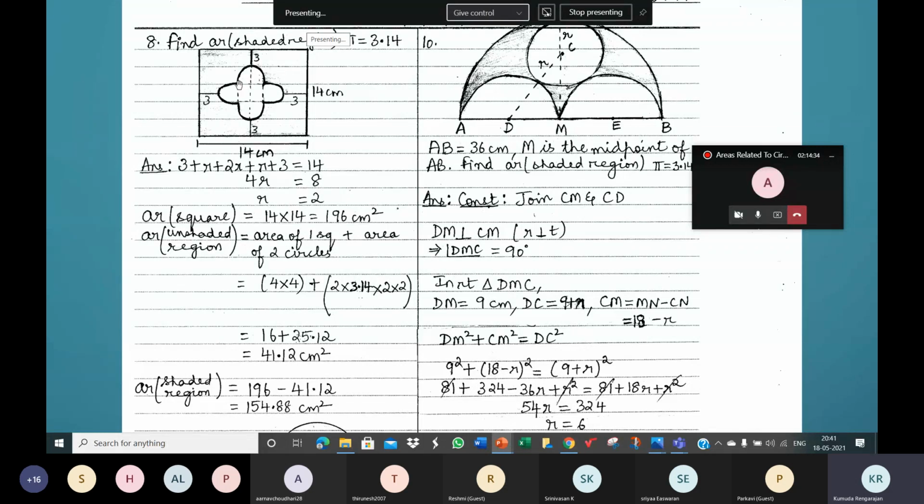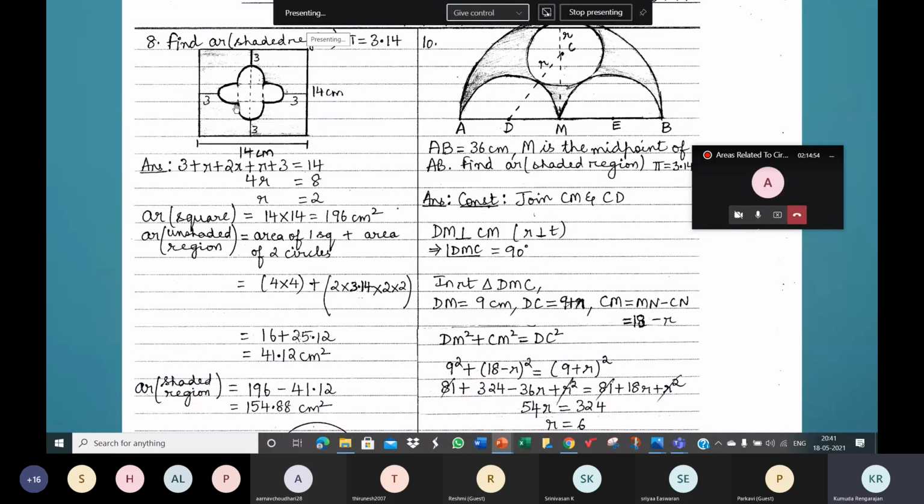But now when you connect all the diameters, you get a square in the middle. What will be the side of the square? Because the radius is 2 centimeters, the diameter is 4. So the side of the square is 4 centimeters.